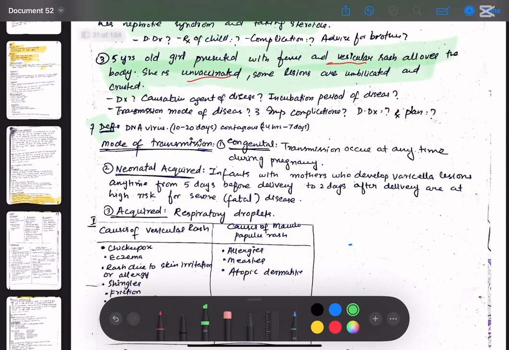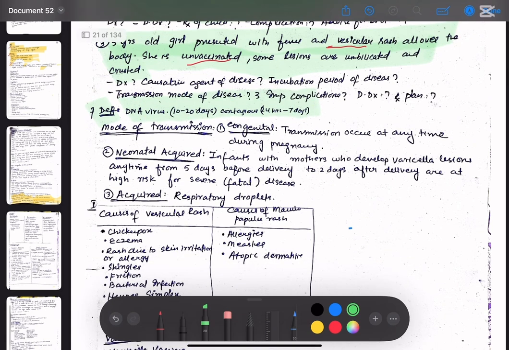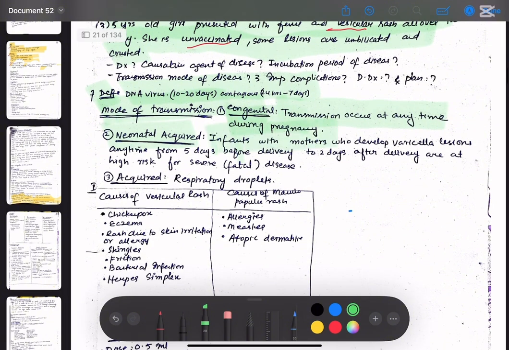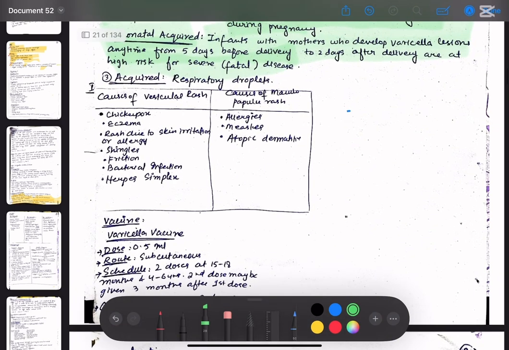Now the definition is that chickenpox is caused by a DNA virus, with an incubation of 10 to 20 days, and it is contagious for 2 to 7 days. The mode of transmission is congenital, that is transmission occurs at any time during pregnancy, and neonatal acquired, that is infants whose mothers develop rash lesions anytime from 5 days before delivery to 2 days after delivery are at high risk for severe fatal disease. And the acquired is by respiratory droplets.